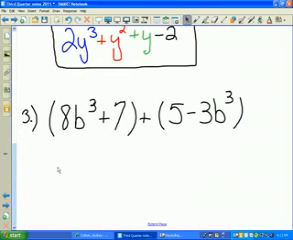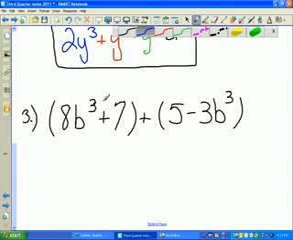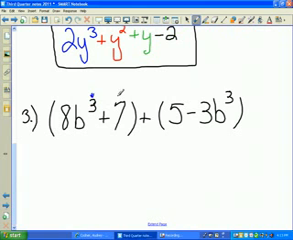And the last one that I had you guys do, because I only had to do the ones for addition. So that was problems 1, 2, and 3. So for number 3, we have 8b cubed plus 7 plus 5 minus 3b cubed. So first things first, what's my highest degree? My highest degree is this cubes. And it looks like I have 2 of them.